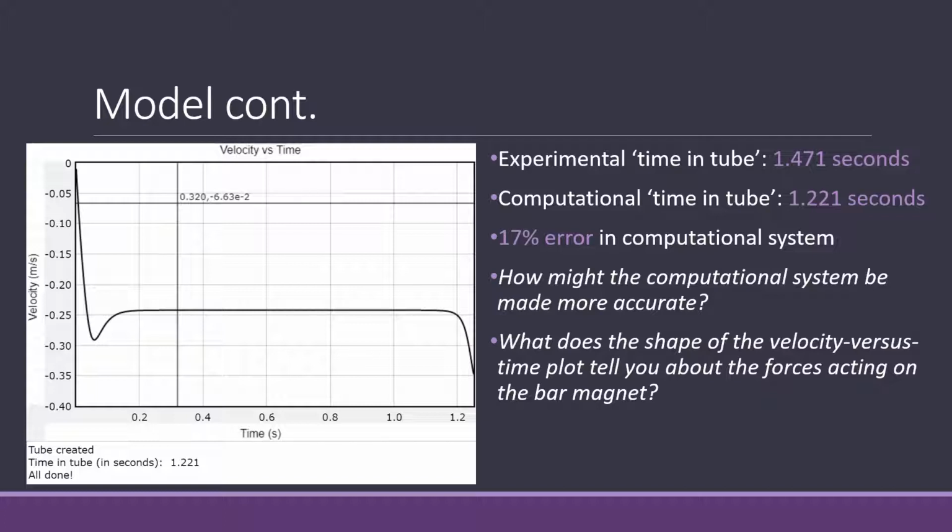Looking at the velocity versus time plot, the velocity is seen to be constant while the magnet is in the tube, so there is no acceleration and thus zero net force on the magnet. This means that the gravitational and magnetic forces acting on the magnet must be exactly equal in magnitude and opposite in direction.